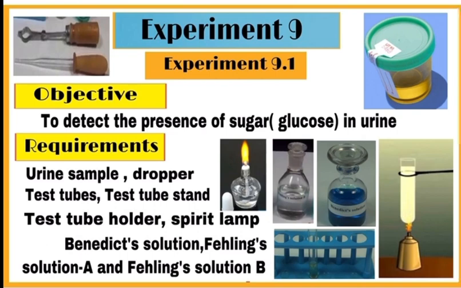Materials required for the experiment are: urine sample, dropper, test tube stand, test tube holder, spirit lamp, and we need Benedict solution, Fehling solution A and Fehling solution B.